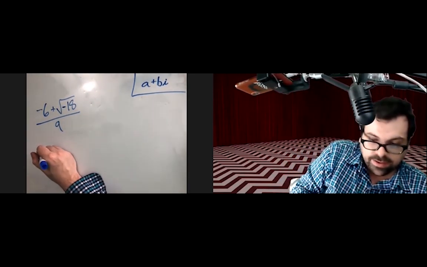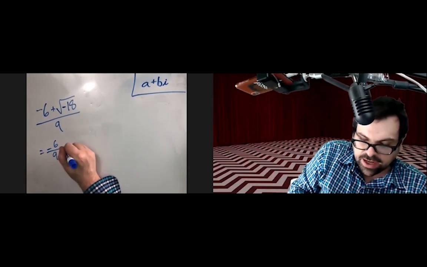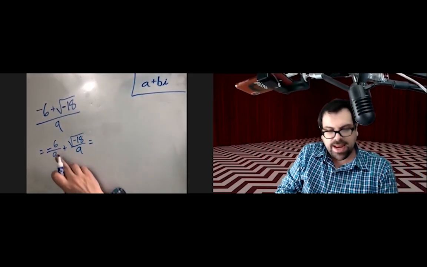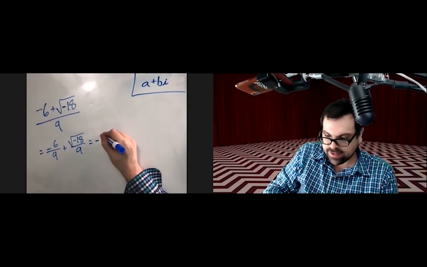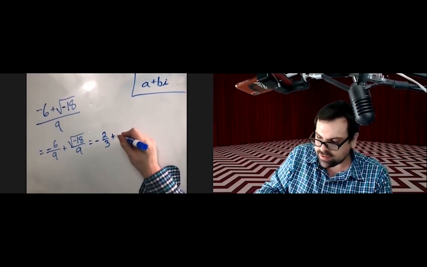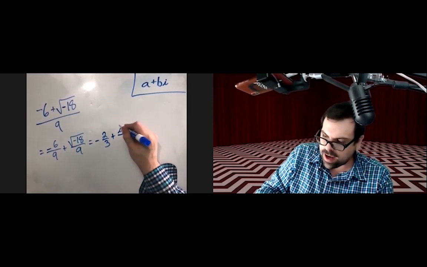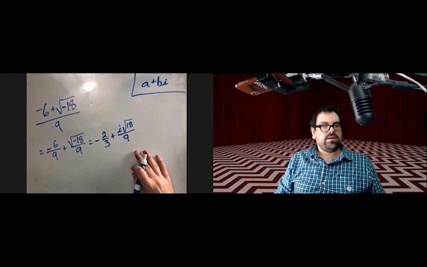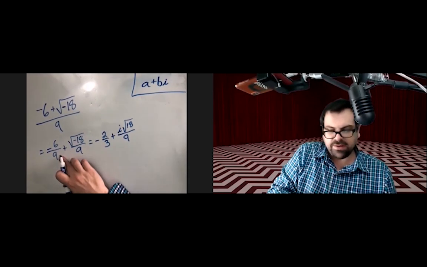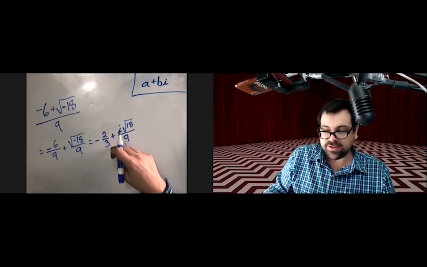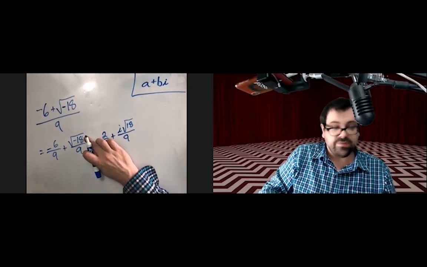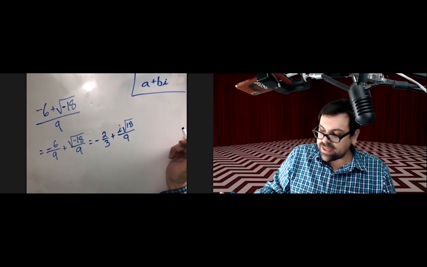Let's split. Negative 6 over 9 plus radical negative 18 over 9. Negative 6/9, that's going to be negative 2/3 plus i radical 18 over 9. So I've reduced this fraction to negative 2/3. Negative divided by positive is negative. 6 over 9 is 2 over 3. And now I've done the first step of simplification, which is a negative underneath is an i outside.